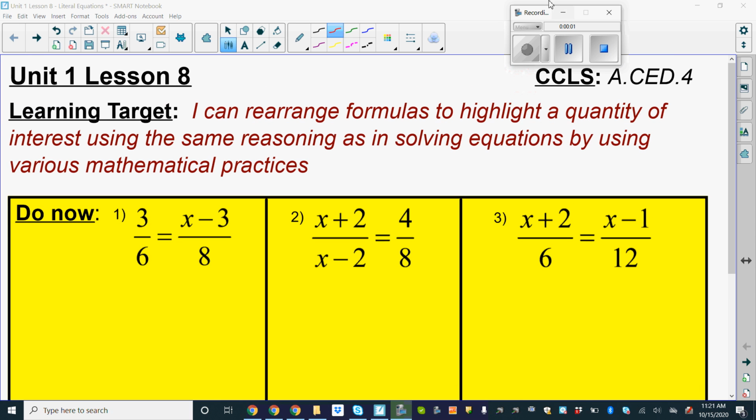So welcome. We are now beginning Unit 1, Lesson 8. And the learning target is: I can rearrange formulas to highlight a quantity of interest using the same reasoning as in solving equations by using various mathematical practices.